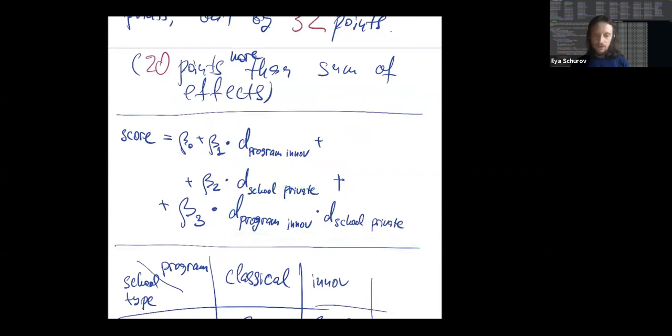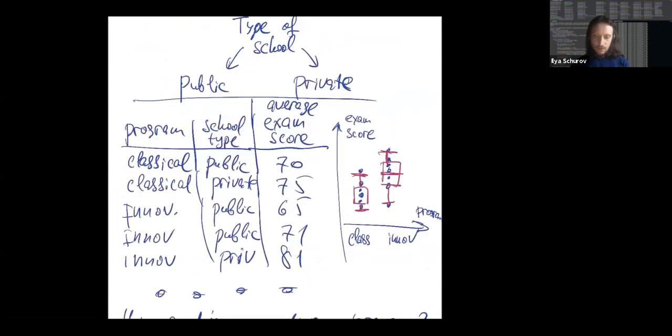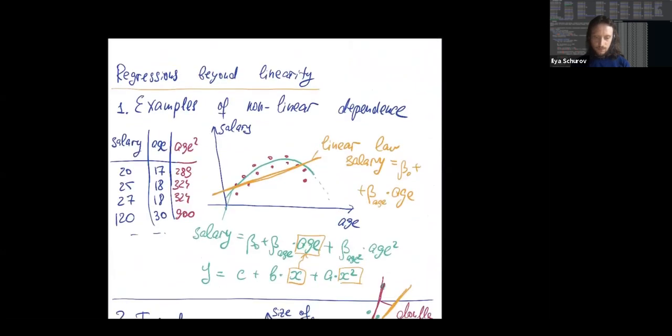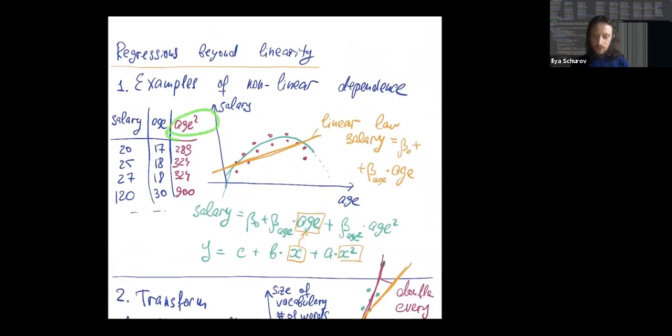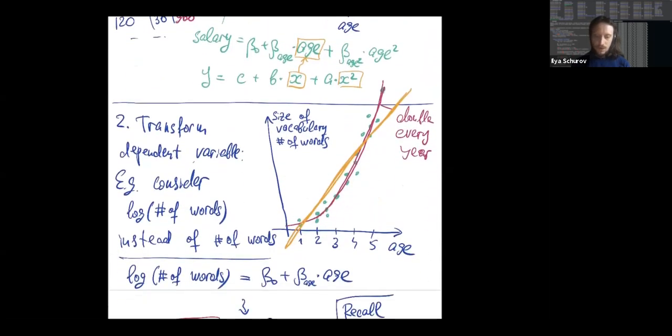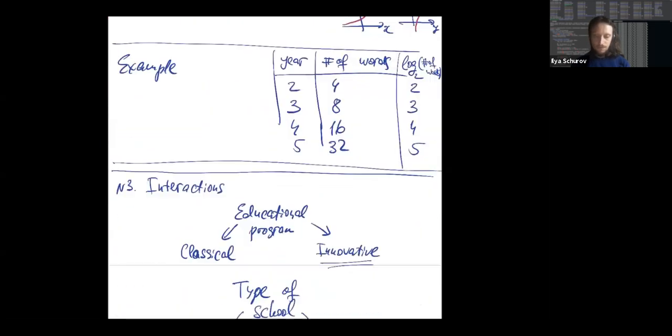Also, R can construct for you these new columns on the fly. You can just put this H squared into your model in the correct way with correct syntax, and it will do it automatically for you. And in fact, it is easy to transform dependent variables as well in R.